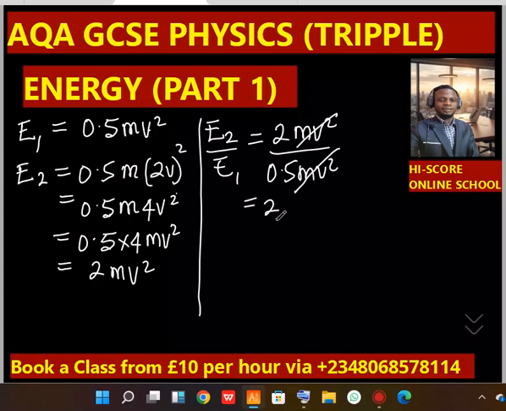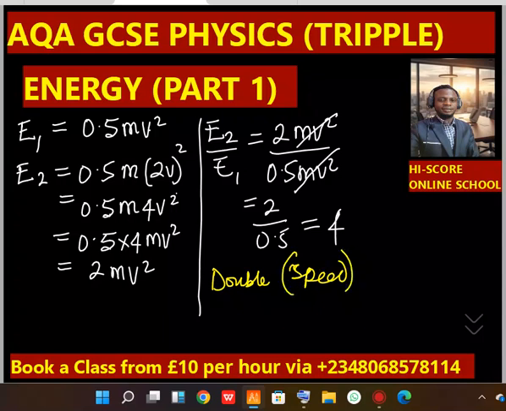We are left with 2 over 0.5, which is equal to 4. So that means if we double the speed, then the energy becomes 4 times.